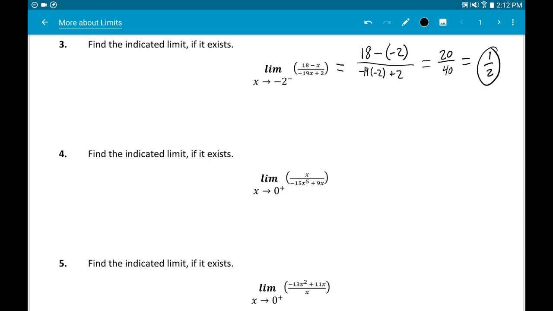Alright, scrolling on down here, number 4, the limit as x approaches 0 from the right of x over (-15x to the 5th plus 9x). Okay, so let's try the same thing. Let's plug in 0 for x. It's going to give us 0 on top. And then look at what happens if you plug in 0 on bottom. -15 times 0 to the 5th plus 9 times 0. Well, that's all going to be 0 on bottom. So I've got 0 over 0.